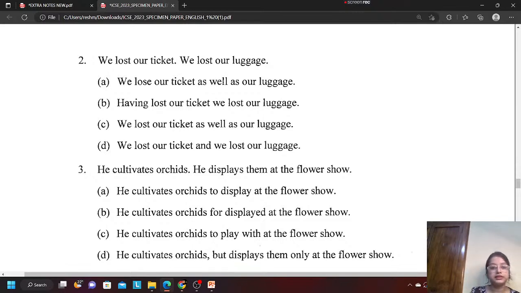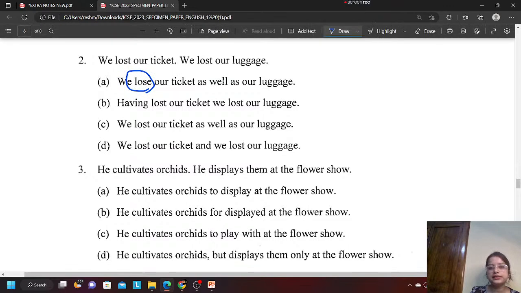Achha. Others say we lost our ticket. We lose our ticket as well as our luggage. This is incorrect because the tense is only changed to present tense. This is a completely incorrect sentence. So we are striking it out. Having lost our ticket, how is that related? Ticket is not found, that means luggage is also gone? That is impossible. So third one, let us see. We lost our ticket as well as our luggage. That means both are gone, so this is correct. And see, check all the options. We lost our ticket and we lost our luggage. It is already said we cannot use and.